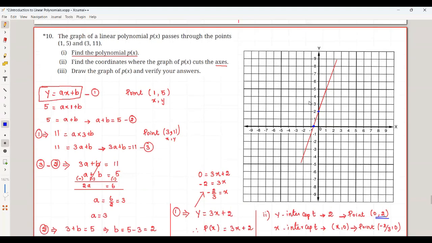If you are drawing 1 comma 5, yes, now this is 1 comma 5. The next one is 3 comma 11. If you extend the line, you will get 3 comma 11 as well. Yes, that also we can do.